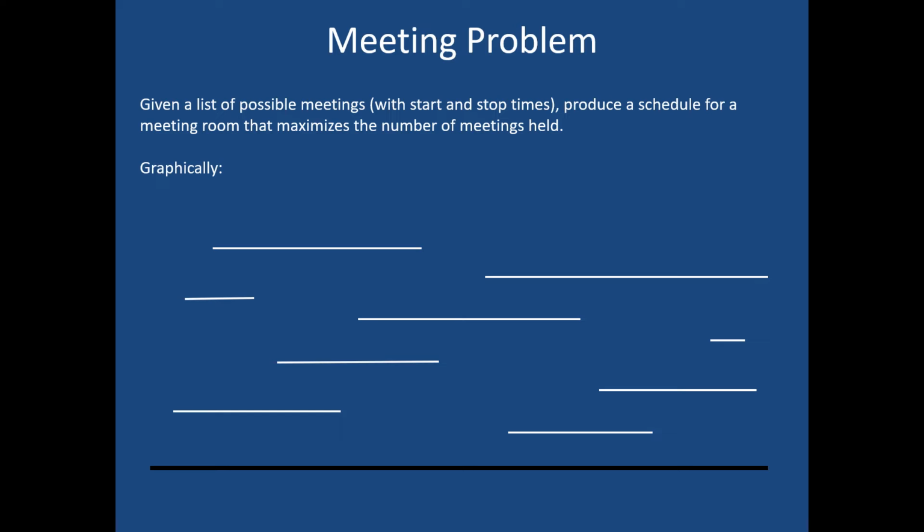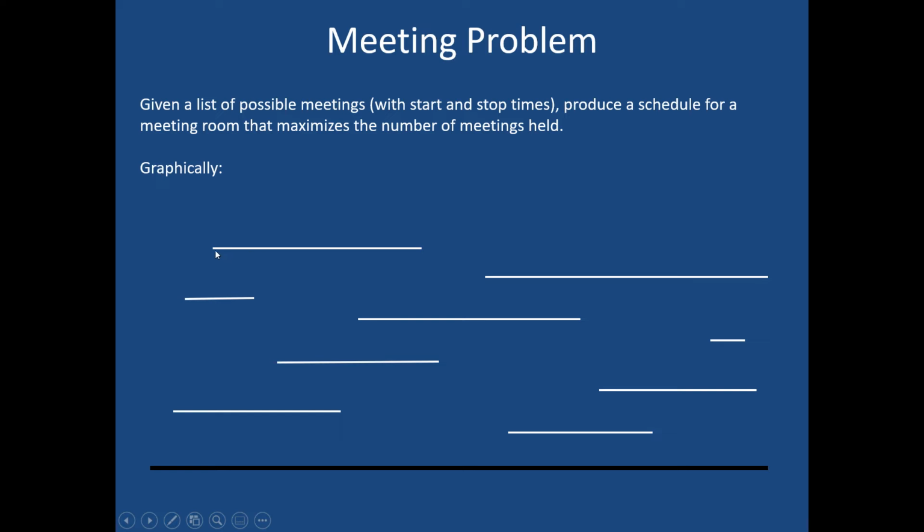Suppose you're given a list of meetings you want to schedule. These white lines represent meetings. So think of this black line down here as maybe a timeline for a single room. We've got some meeting room that's available from 9 to 5, and we've got these meetings to schedule into it.